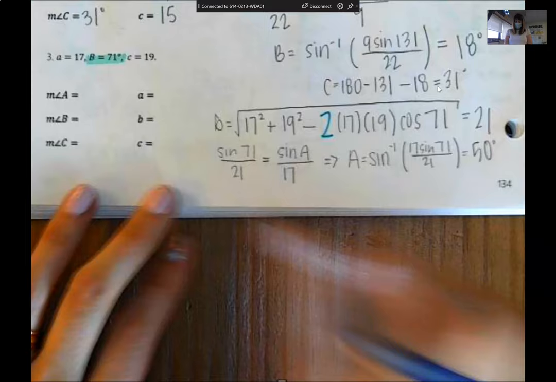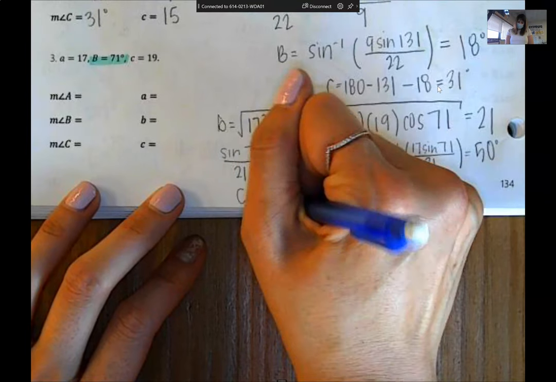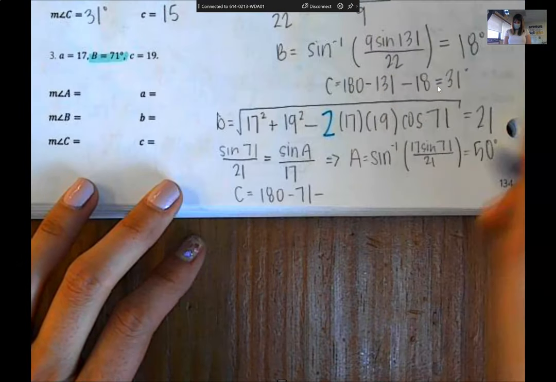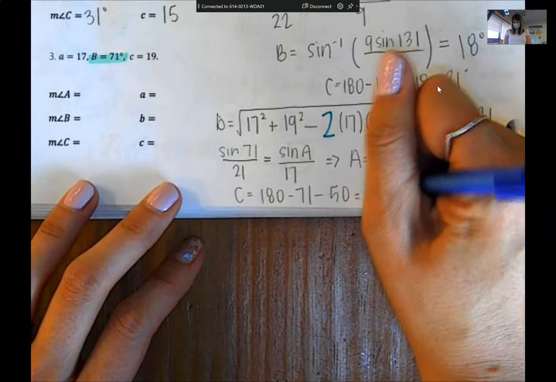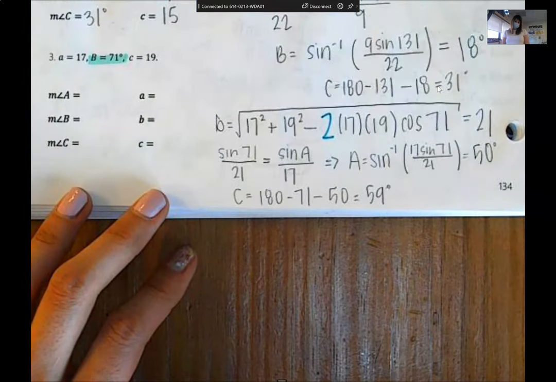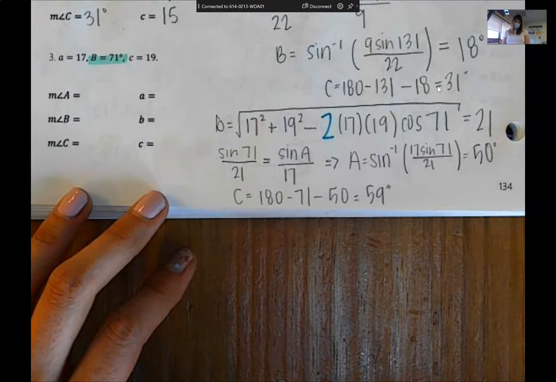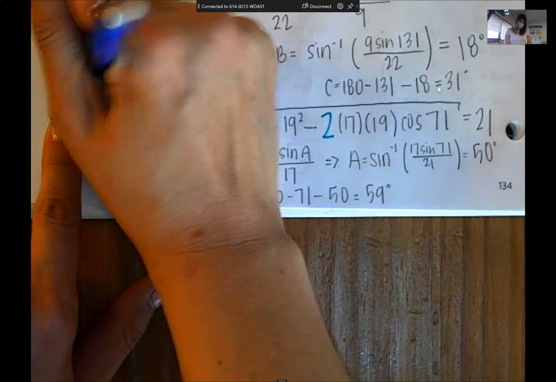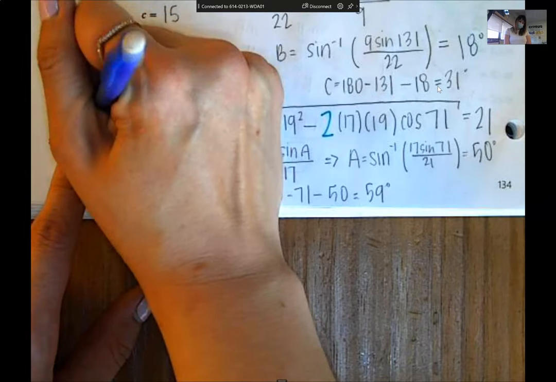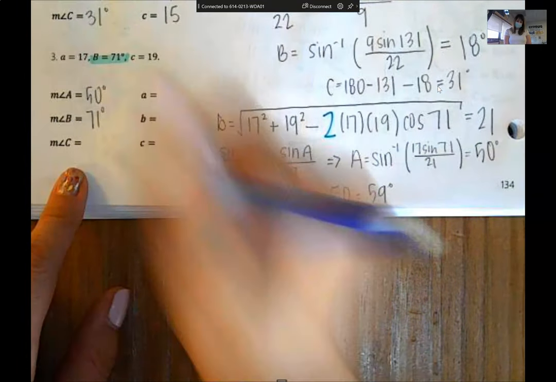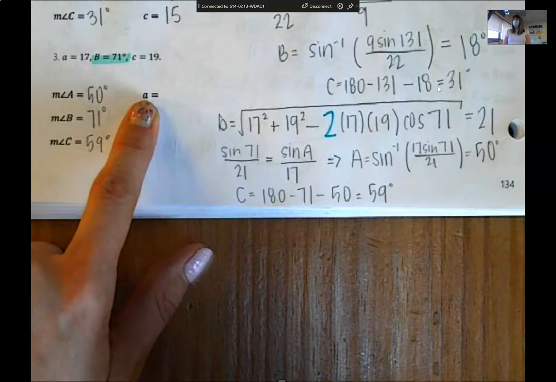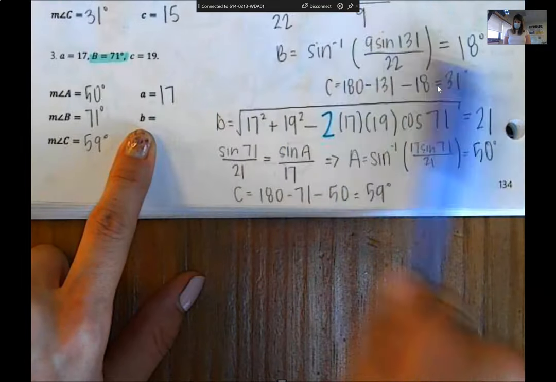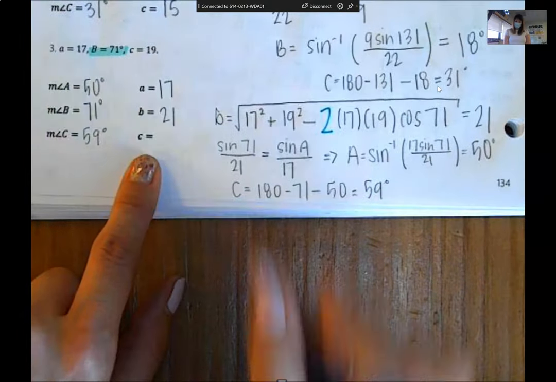That's an angle. So then capital C is the last one. It's 180 minus 71 minus 50. 59. You're okay? Okay. So angle A is 50. Angle B they gave me, 71. Angle C was our last step, 59. Side A they gave me, 17. Side B we found, 21. Side C they gave me, 19.